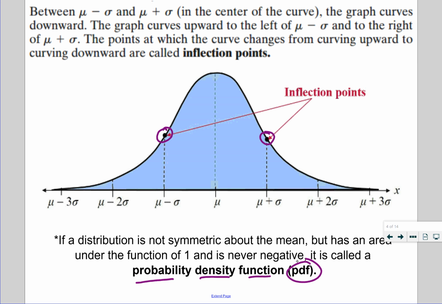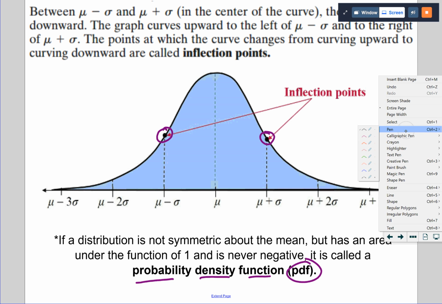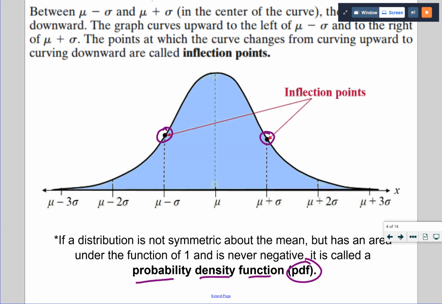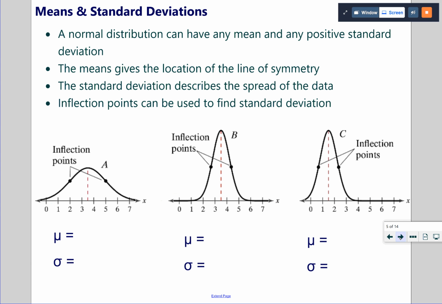All right, so things we're going to do with this. We're first going to take these normal curves, normal distributions, and we're going to answer questions about the mean and the standard deviation. So for right now, we are just approximating based on the picture. We're doing the best we can. Now, the means are all drawn in here for you. They've got the little dashed line right down the middle where that line of symmetry is.